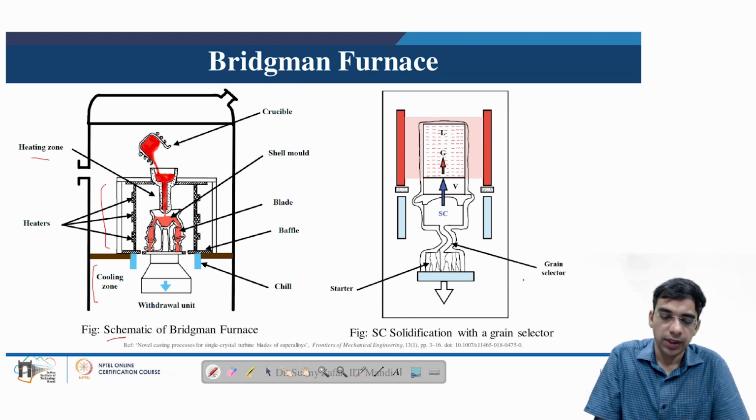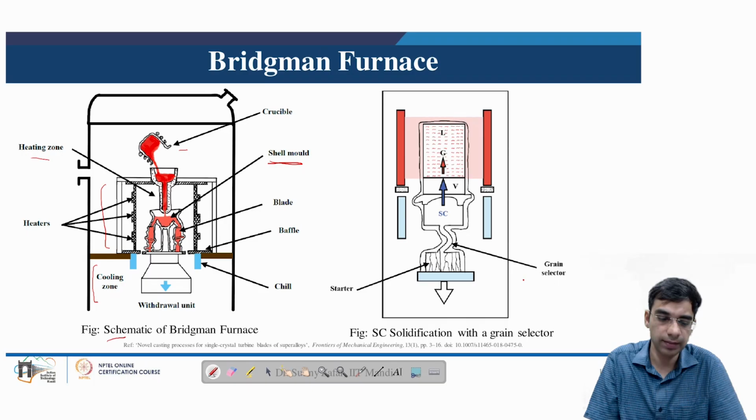So whatever shell mold is created using the investment casting process is placed in the hot zone of this furnace, which is connected to a crucible. From a crucible we pour the molten material. So molten material in this case will be nickel based superalloys, as we are manufacturing gas turbine blades. Upon pouring the molten superalloy, it enters the shell mold, and the solidification process will start.